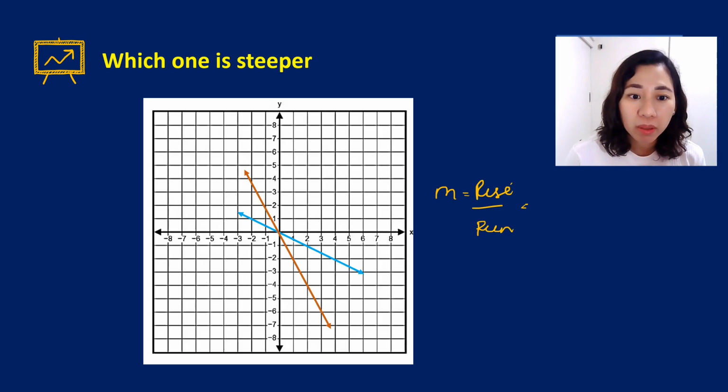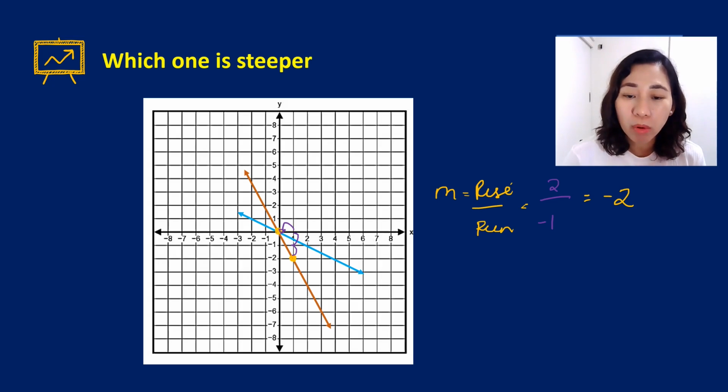So the nice thing about this is that both of them pass through the origin. So that's automatically my other point, correct? So what is my rise here? My rise is 2, right? 1, 2. But my run is negative 1. So for the orange line, the slope is negative 2.